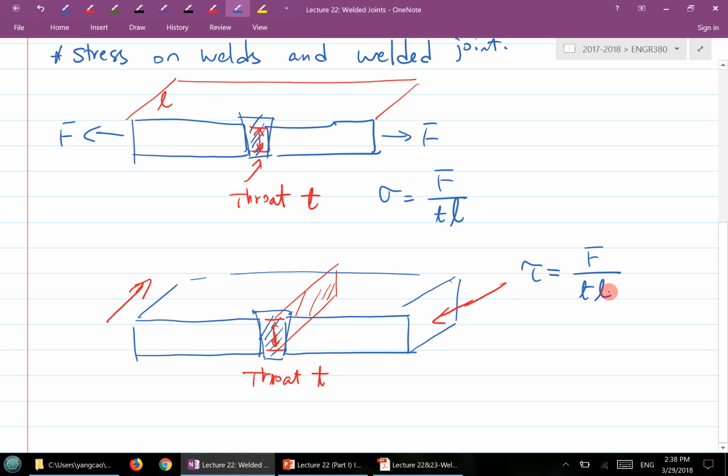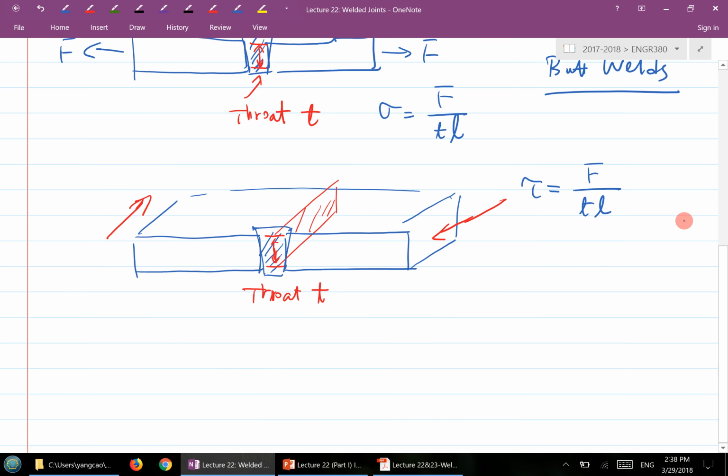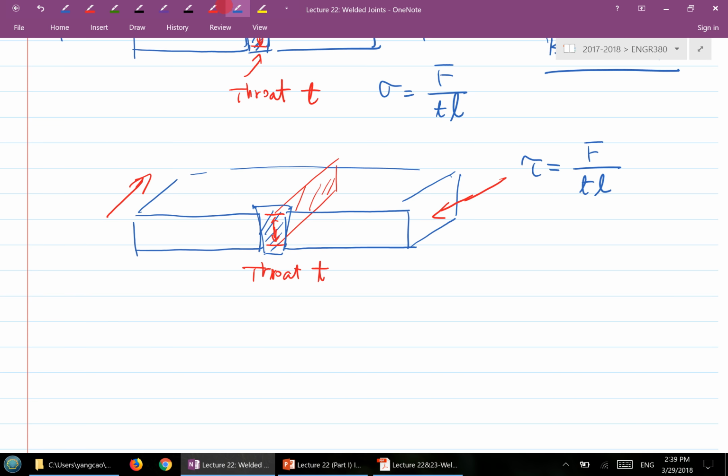So if you have a joint like this, which is the butt joint, I will call this a butt weld. Then you calculate the stress using the two simple formulas. As I said, the emphasis is actually on the next part. Let's look at the stress in fillet welds.